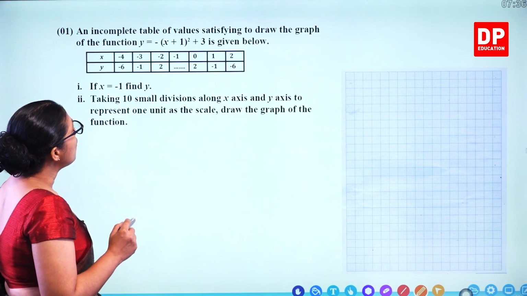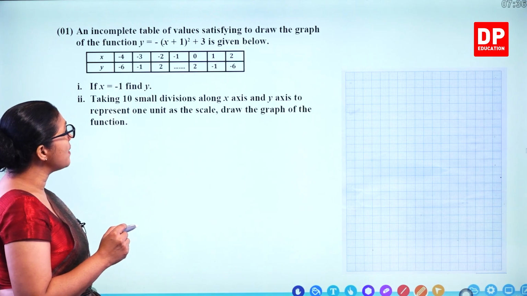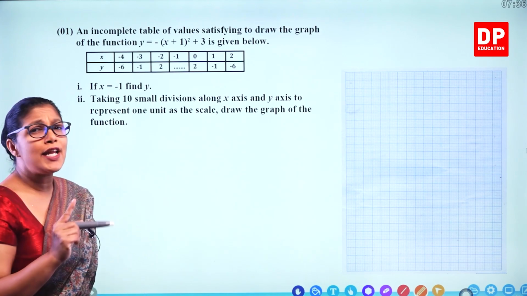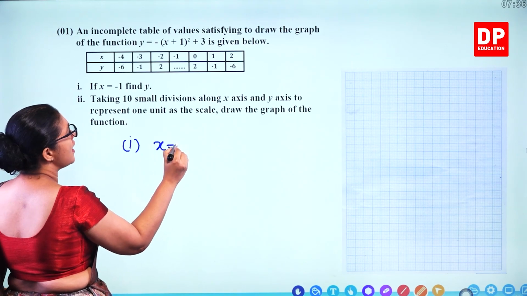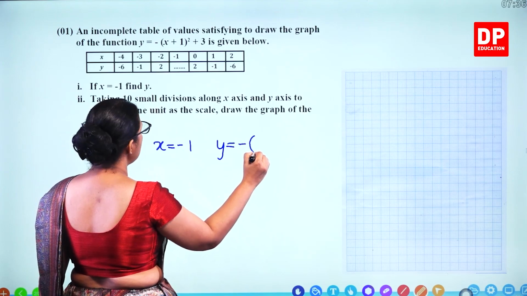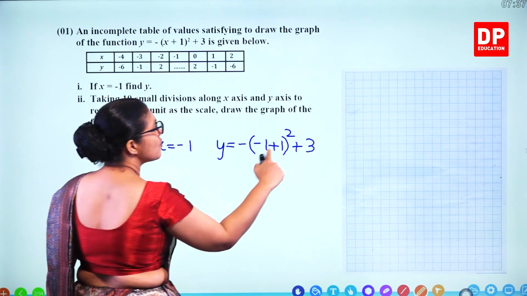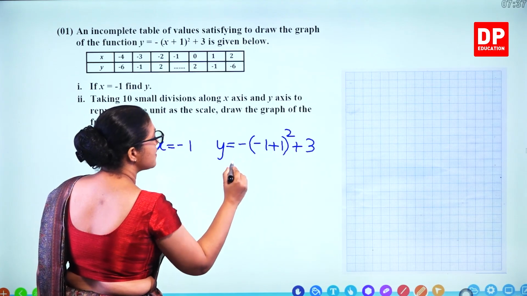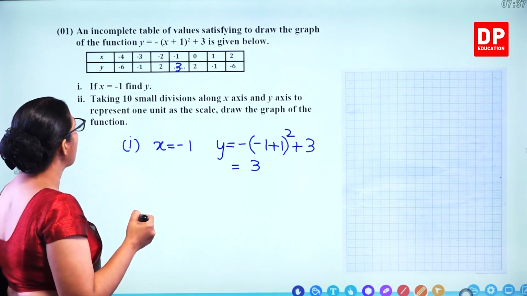An incomplete table of values satisfying to draw the graph of the function y equals minus (x plus 1) whole squared plus 3 is given below. If x equals minus 1, find y. So you have to substitute. When x equals minus 1, what's the y value? You substitute x equals minus 1 into (x plus 1) squared plus 3. Minus 1 and 1 becomes 0. So 0 plus 3, that's 3. So y equals 3. So this value is 3.